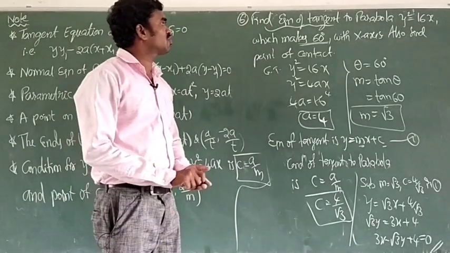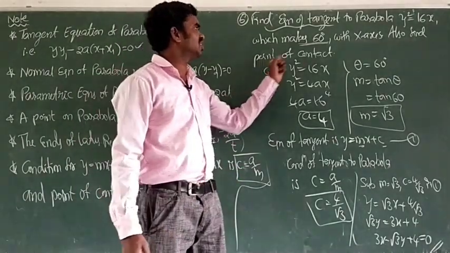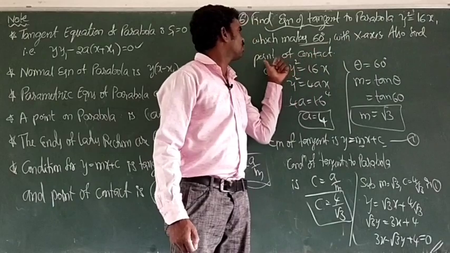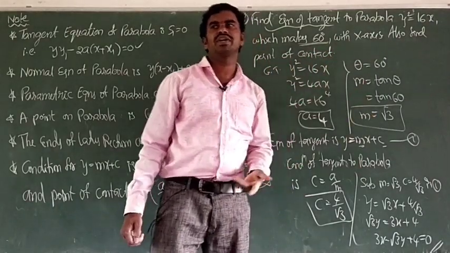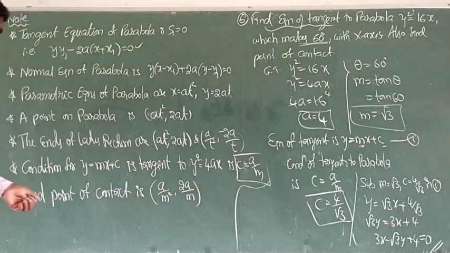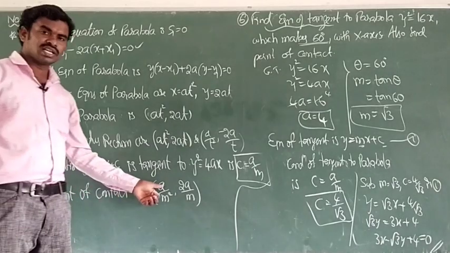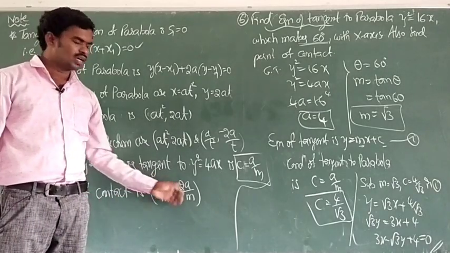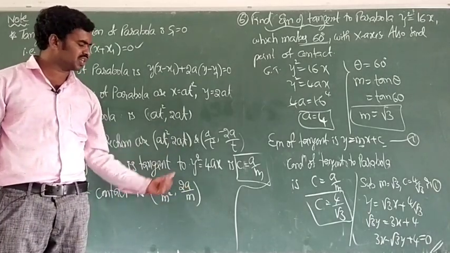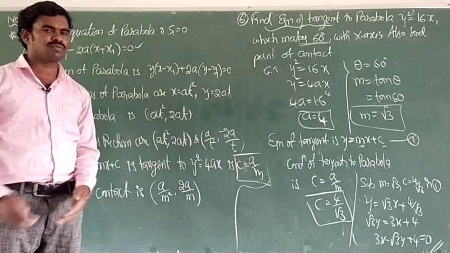Next, one more thing is also asked in this question: find the point of contact. What is the point of contact? See here, the point of contact is a by m square comma 2a by m. Write this formula and substitute the values in this formula, and we can get the point of contact.